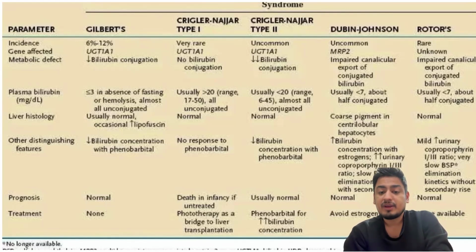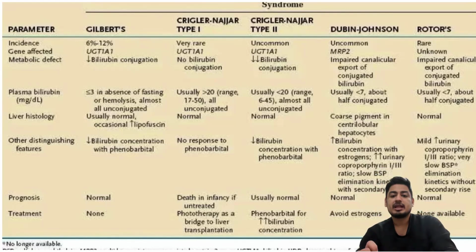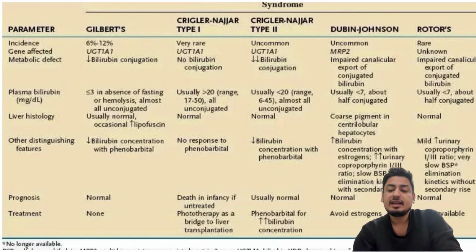There is a very much increased urinary coproporphyrin 1 to 3 ratio and slow BSP elimination kinetics. While in Rotor, again, there would be a mildly increased urinary coproporphyrin 1 to 3 ratio and very slow BSP elimination kinetics without a secondary rise. Prognosis wise, Gilbert has a normal prognosis.